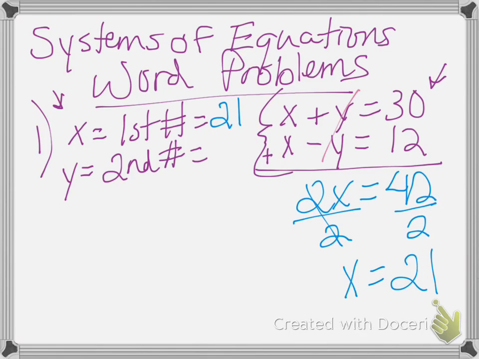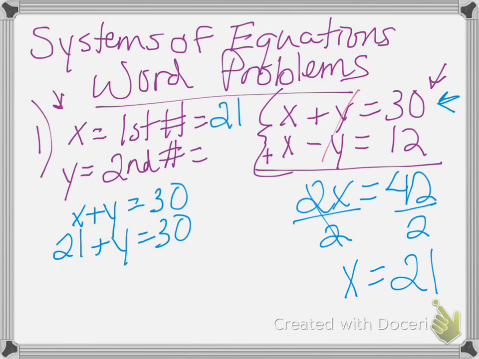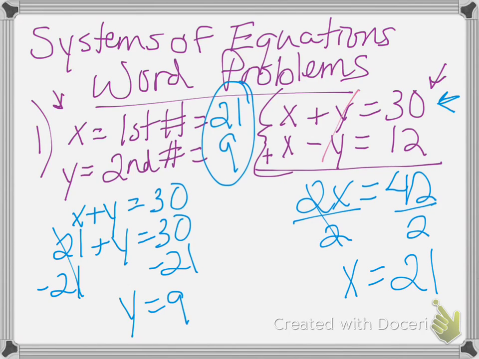Now, because this is the nature of the beast with elimination, you have to take the 21 and plug it into one or the other of these equations. Which of these equations would you like to use? The one with the plus. Okay. So that's going to give me x plus y equals 30. 21 plus y equals 30. I'm going to subtract 21 from both sides. And y equals 9, as Dylan said. Okay. And there you go. So there are your answers, 21 and 9.